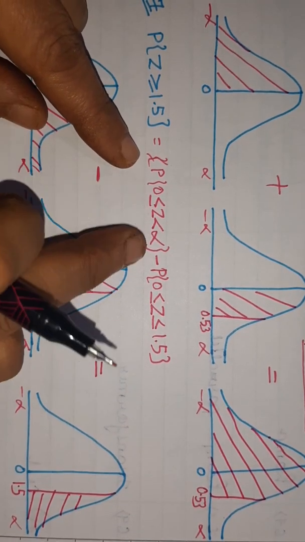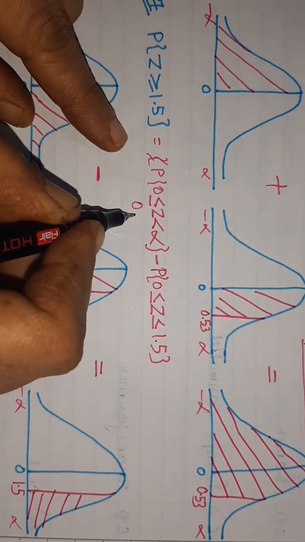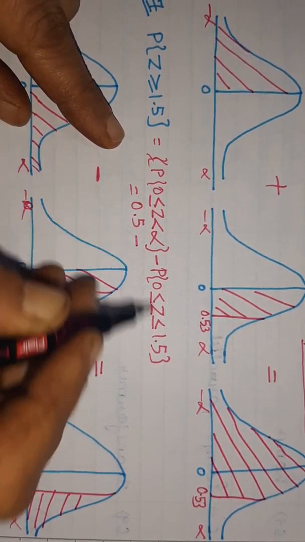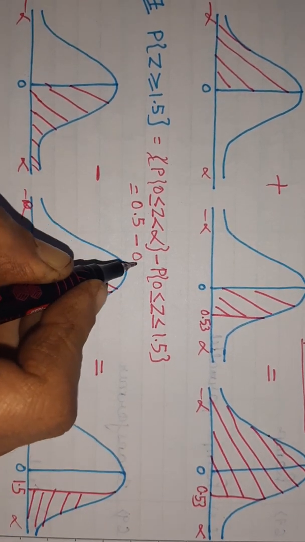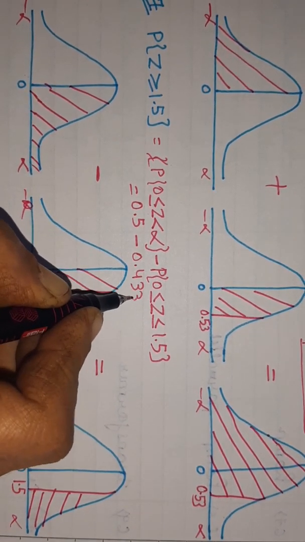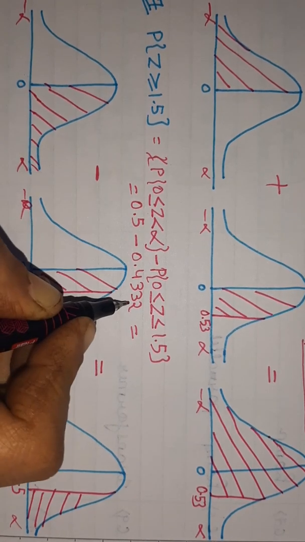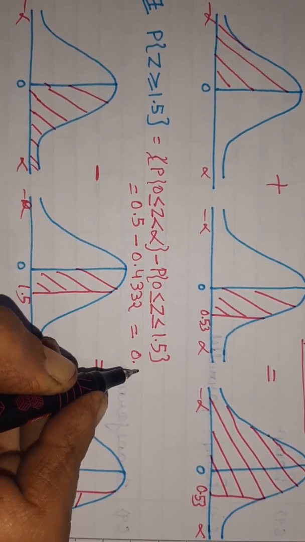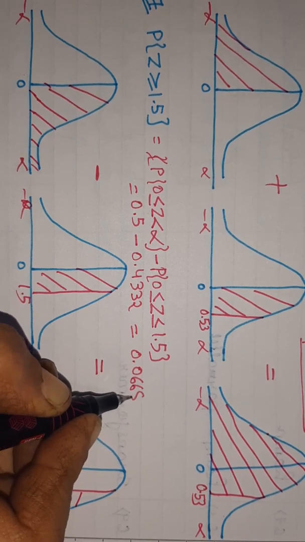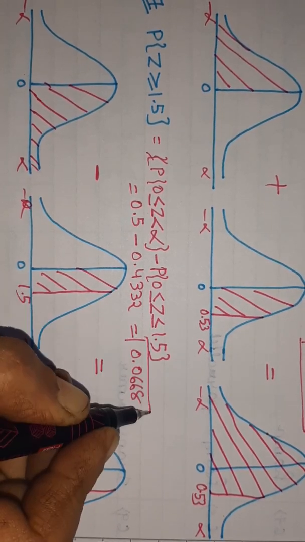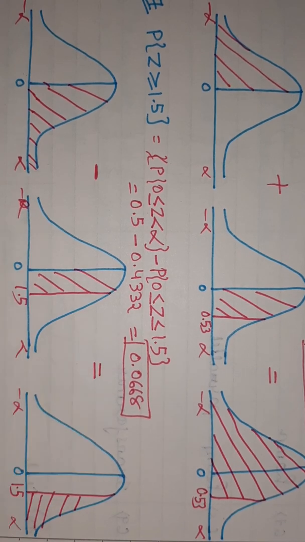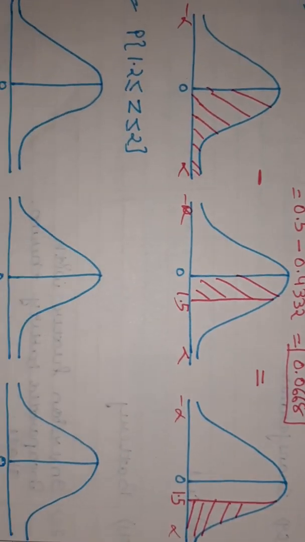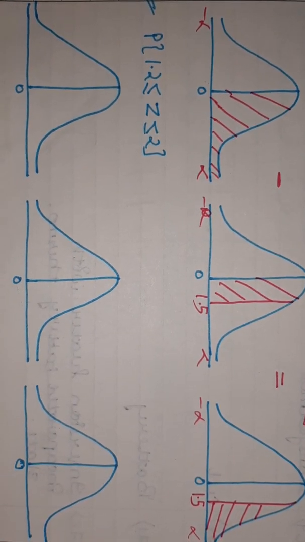Now we know from 0 to infinite, it's 0.5 minus 0 to 1.5, that is 0.4332. If you subtract this, we get 0.0668. So here the area is 0.0668.